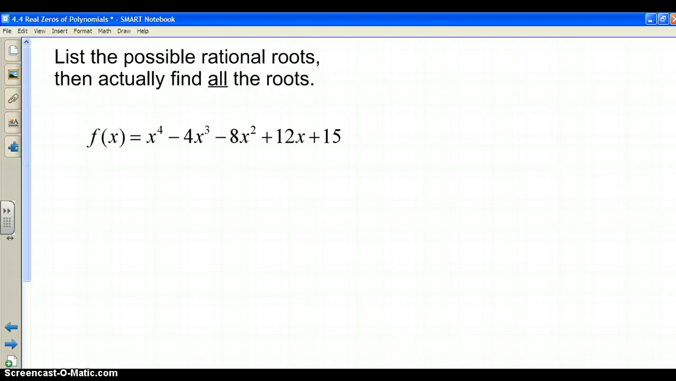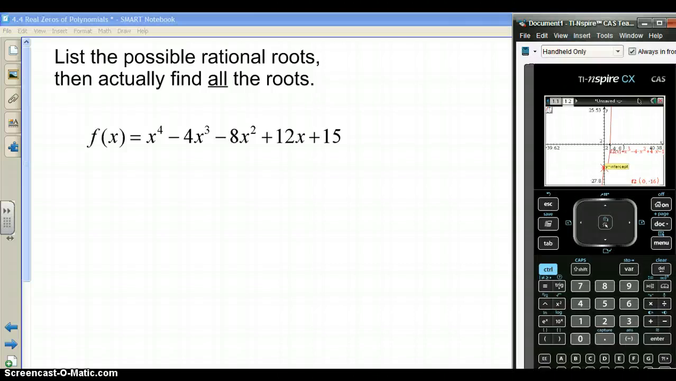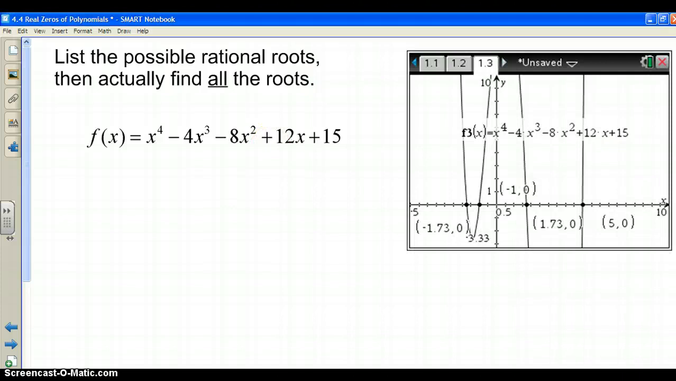This one's to the 4th power, so get your calculator out and go ahead and type in this function. Okay, so I graphed this in my TI-Nspire, and I got a couple of roots here that look kind of nasty at 1.73 and -1.73, but I really like these 2 roots, 5 and -1. It crosses at 5 and -1, and those look like nice rational roots.